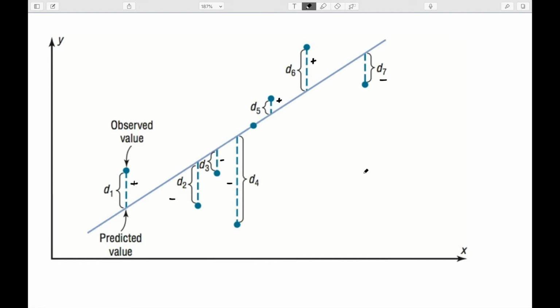I want to think about d1 squared, d2 squared, d3 squared, etc. And I want to minimize this total sum. I'm going to find all of these, add them up, and then I want to make it as small as possible by changing the line until it is as small as possible. So this is the idea of the method of least squares.